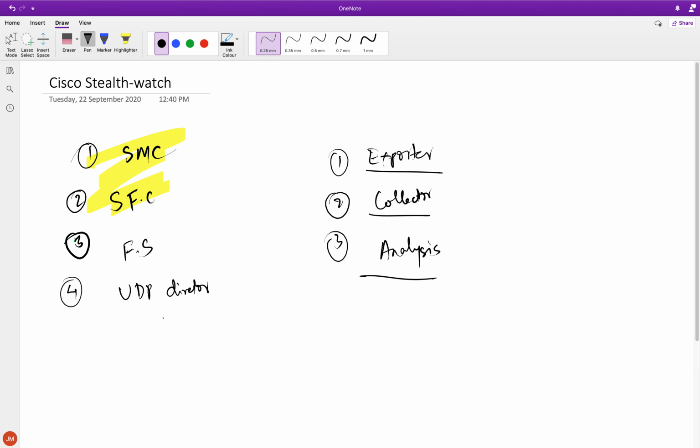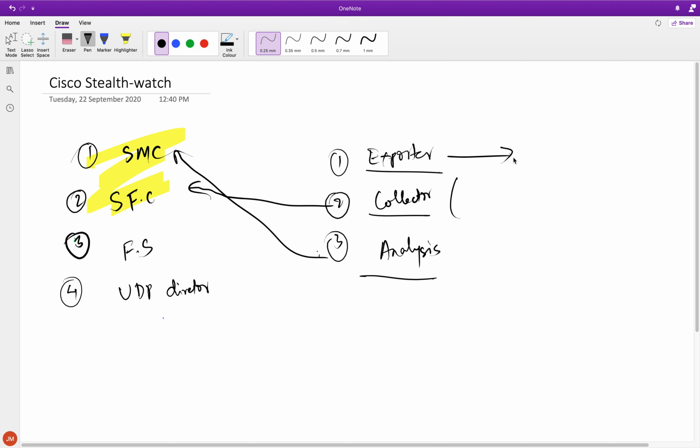Now, how would you configure it? Obviously, you have to configure your network devices to export NetFlow. There are different steps in configuring, so I'll show that later. In our traditional Stealthwatch system, the role of the collector is played by the Stealthwatch flow collector, right over here. And the analysis software is nothing but the SMC, this one. That's how these components match the Stealthwatch system.